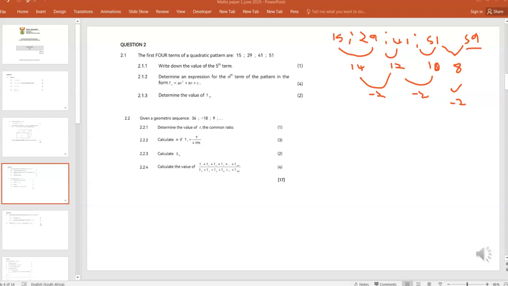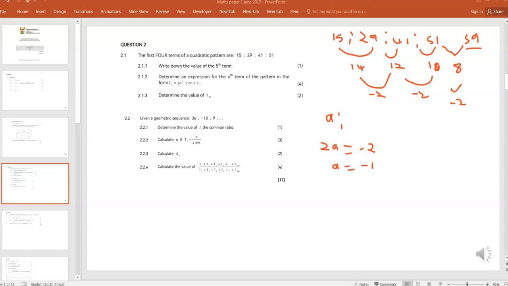Now let's continue. The one there, the Tn. Now let's get the Tn. So remember, to get the Tn, first of all, you must have A, and also B and C. To find A, remember, 2A is equal to the second difference. What's our second difference? Minus 2. So therefore, we divide both sides by 2. So A will be minus 1. So your A is minus 1.